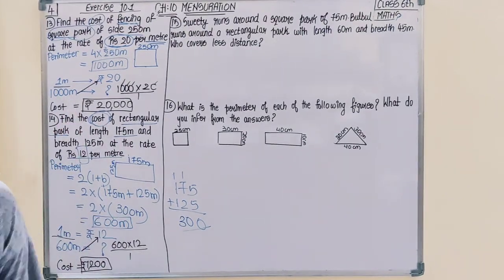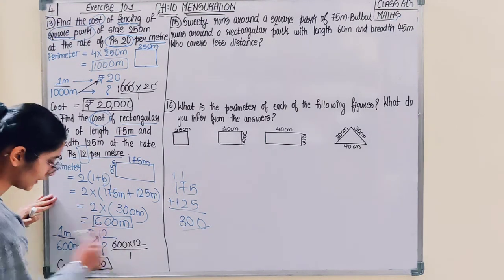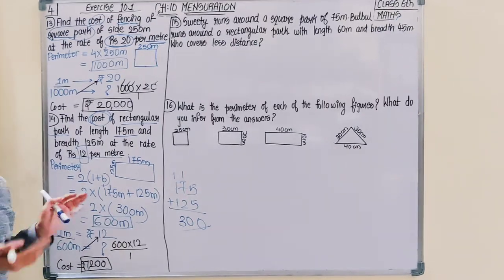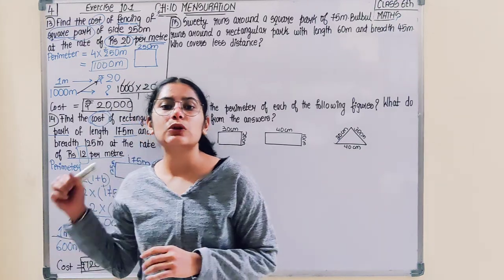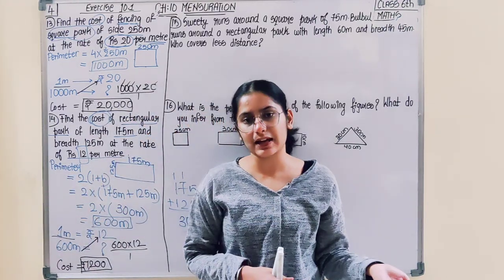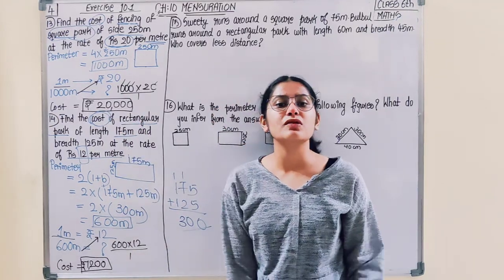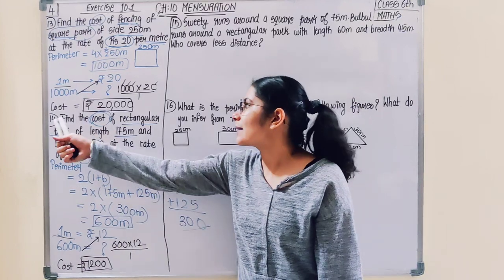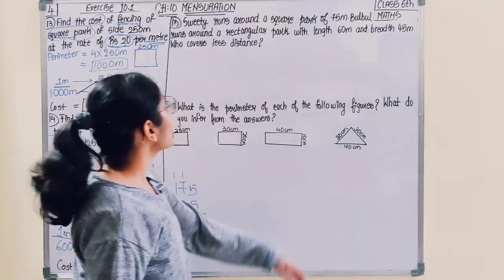So these two questions were based on the cost and the cross multiplication. This was the new thing, the rest remains the same. You know how you can calculate the perimeter, and which formula is to be used for which particular shape. The new thing introduced in these two questions was how to find the cost, by the concept of cross multiplication. Moving down to next.